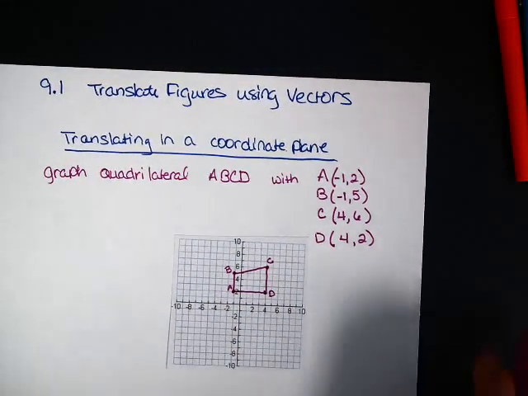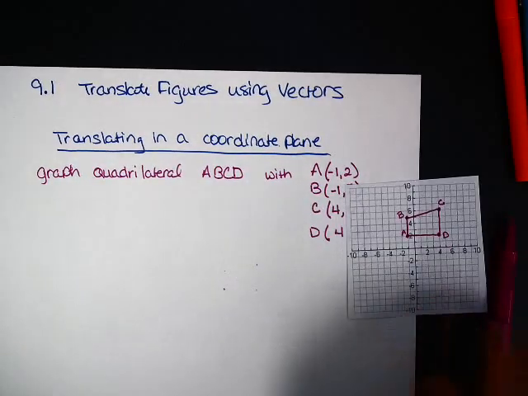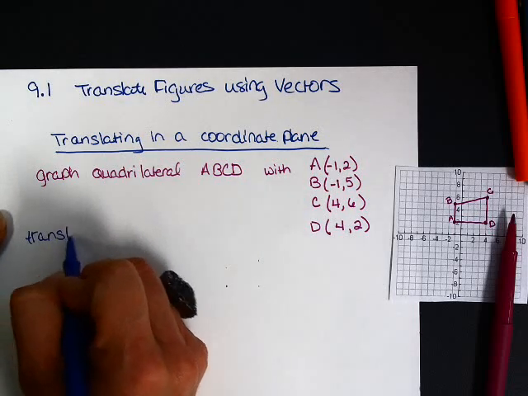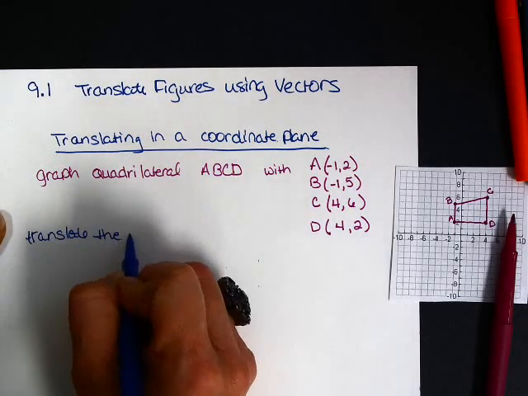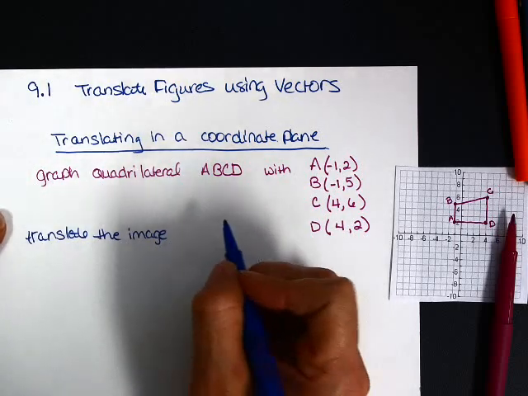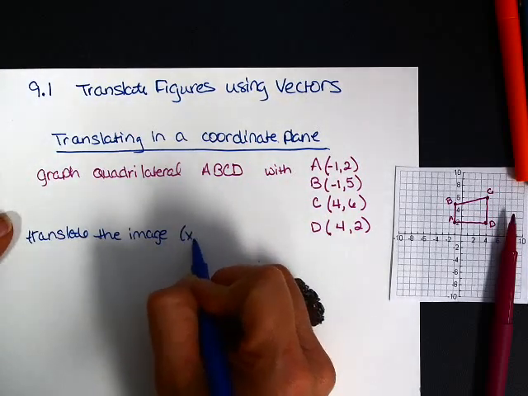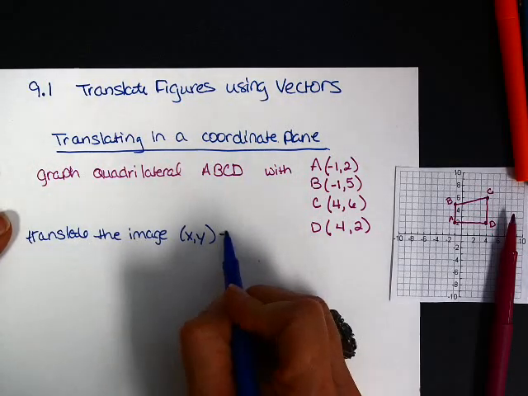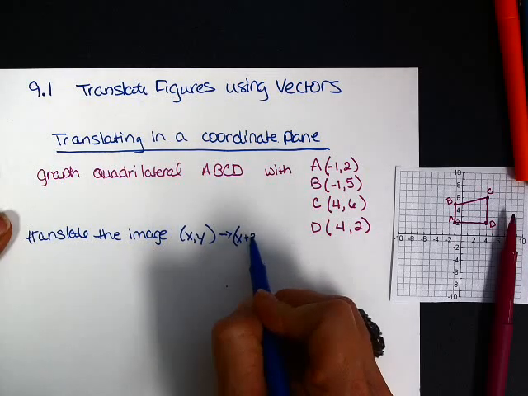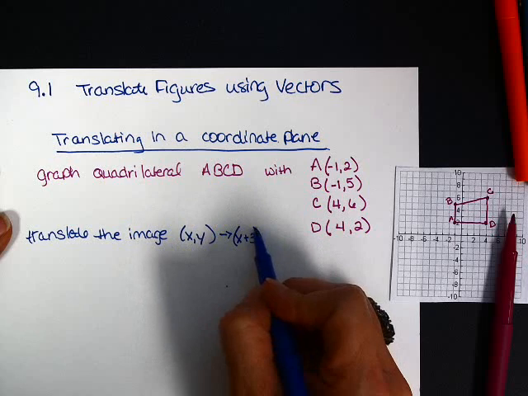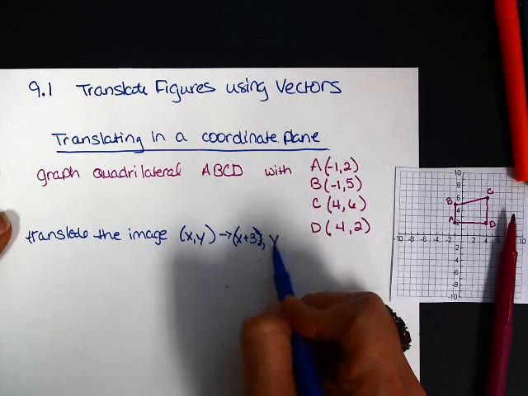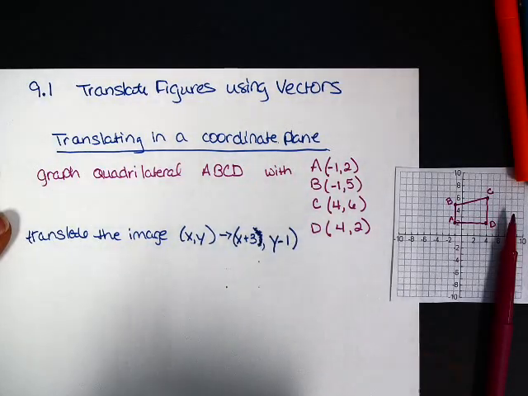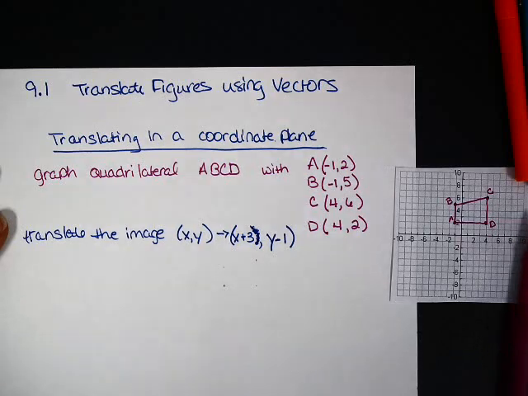All right, now, if I'm going to translate the image, we start off, and what we do is we put (x, y), meaning whatever the original points are, we're going to add 3 to the x coordinate, oops, I wasn't supposed to do that, comma, and subtract 1 from the y coordinate. Please excuse that, that's not supposed to be there. Ugh, that's why I don't like pens, because you can't erase.